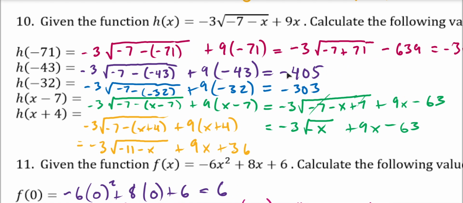Likewise, with these remaining examples, all I'm doing is replacing x with a -43 because that's what's in the parentheses. If we do that, typing all this carefully into the calculator, we'll get -405.